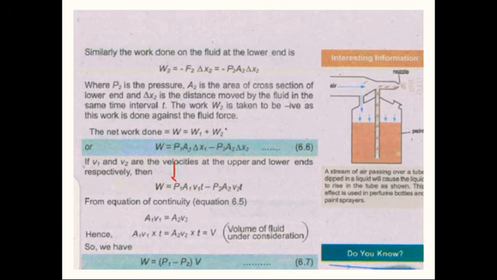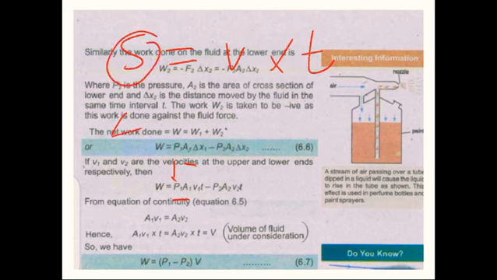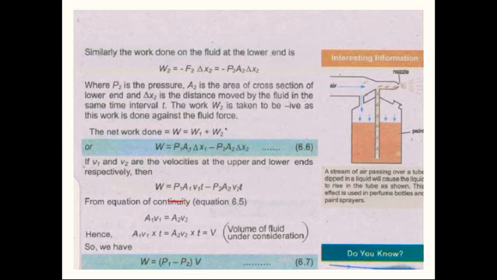P1 A1 as it is, while delta X is distance, and we know the formula of distance, S is equal to V into T. So by using this formula, and in this equation we have taken in place of delta X, right? So that's why the formula is changed as W is equal to P1 A1 V1 into T. So don't be confused with V1 into T, as it is written in the replacement of delta X1.